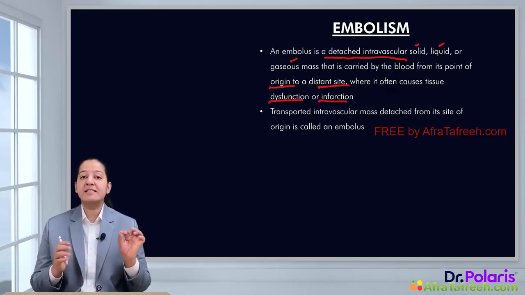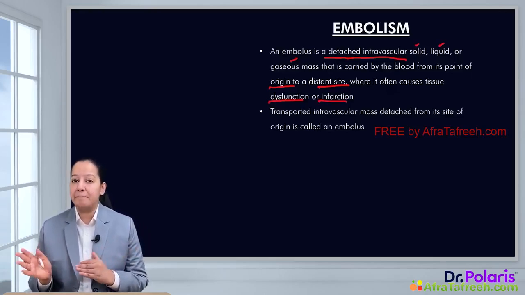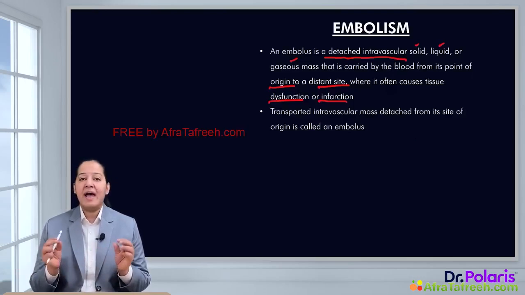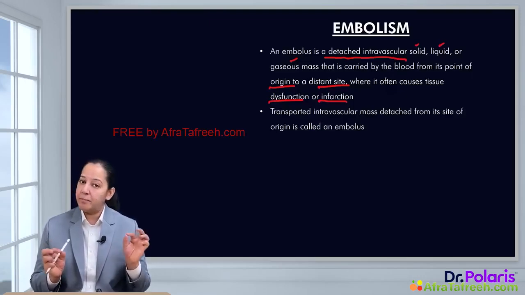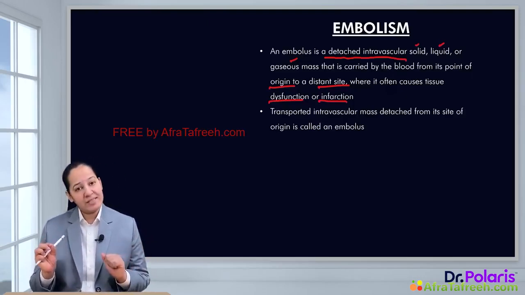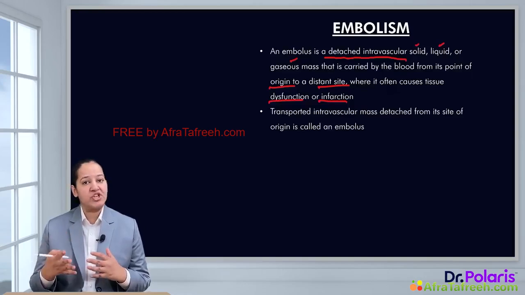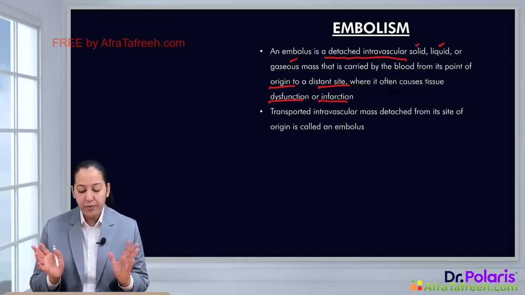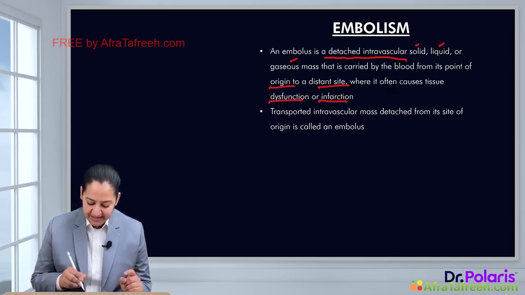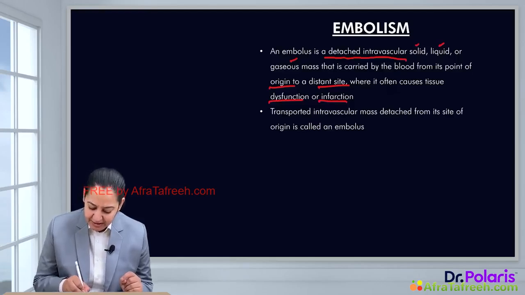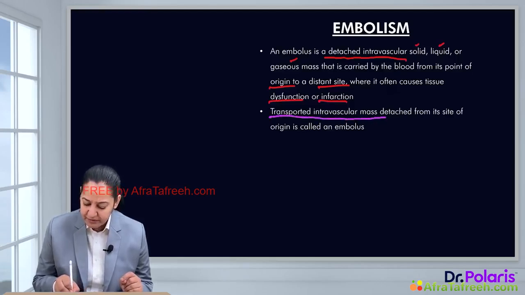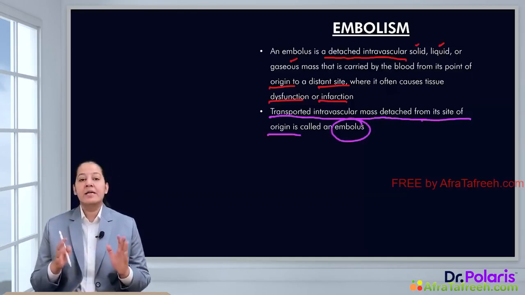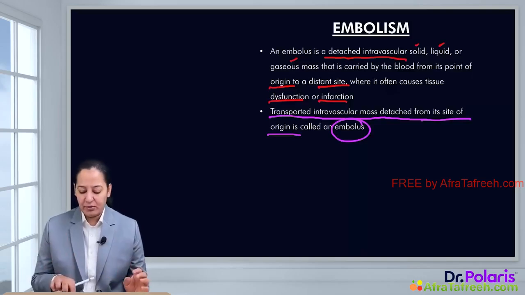So an embolus is a detached intravascular mass. It can be solid, liquid, or gaseous, and it is carried by the blood from the point of its origin to a distant site where it produces obstruction, and because of obstruction it causes tissue dysfunction or tissue infarction. So we can say that it is a transported intravascular mass which is detached from its site of origin. It is known as an embolus, and the phenomenon is known as embolism.